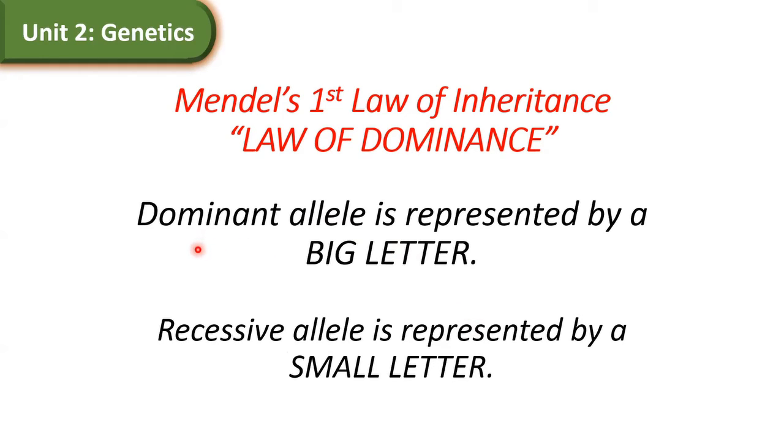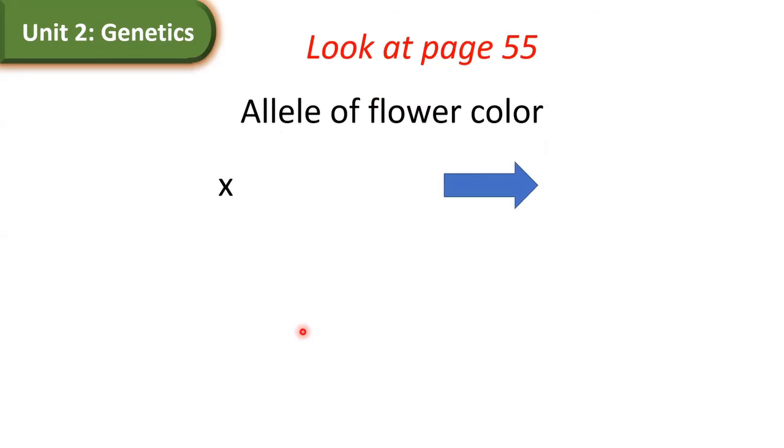Another way to represent this law is that the dominant allele is represented by a big letter and the recessive allele by a small letter. So when you write a symbol for your dominant allele, you use the big letter. If you want to write a symbol for your recessive allele, you use the small letter. You can look at page 55 for more information about the different traits.